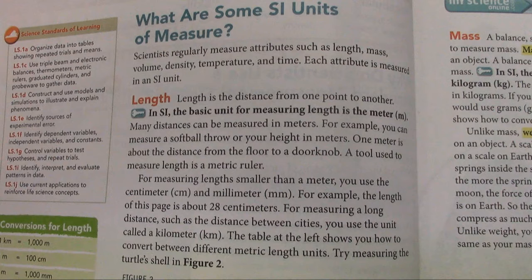For measuring lengths smaller than a meter, you use the centimeter and millimeter. For example, the length of this page is about 28 centimeters. For measuring a long distance, such as the distance between cities, you use the unit called a kilometer. The table at the left shows you how to convert between different metric length units. Try measuring the turtle shell in Figure 2.